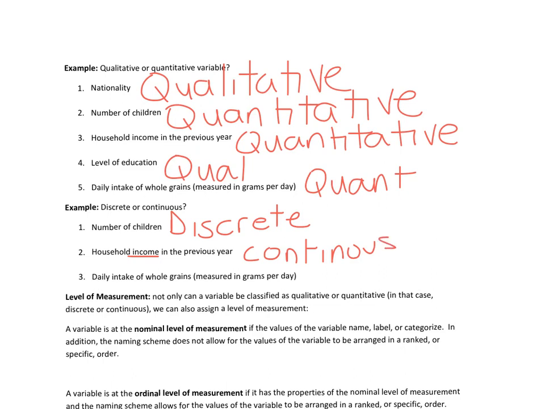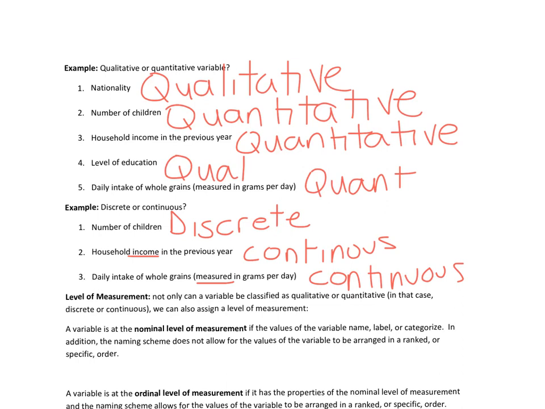All right, and then finally a daily intake of whole grains measured in grams per day. Well, right there it's a measurement, so we know it's continuous. Also, you know, when we say something like 6 grams, 6 grams is rounded. It could be anything from 5.5 grams to 6.4 grams. And there's infinitely many values in between that interval.